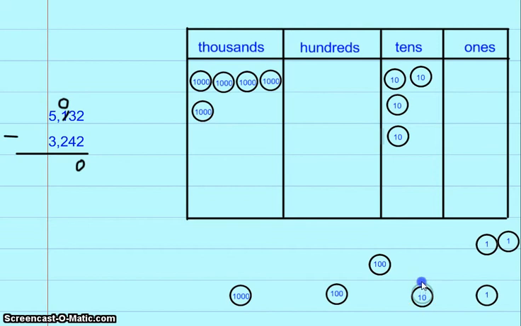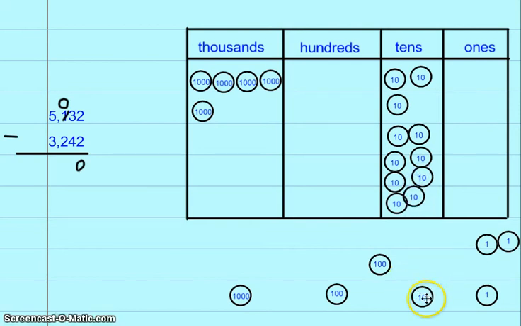10, 20, 30, 40, 50, 60, 70, 80, 90, and 100. So how many tens did it take to make that 100 right here? Well, you can see it's 10. 1, 2, 3, 4, 5, 6, 7, 8, 9, 10.